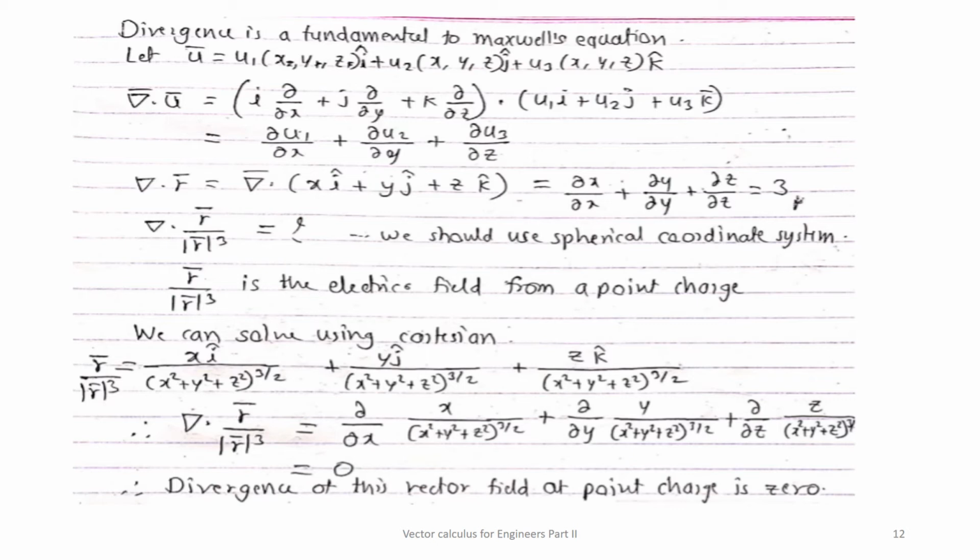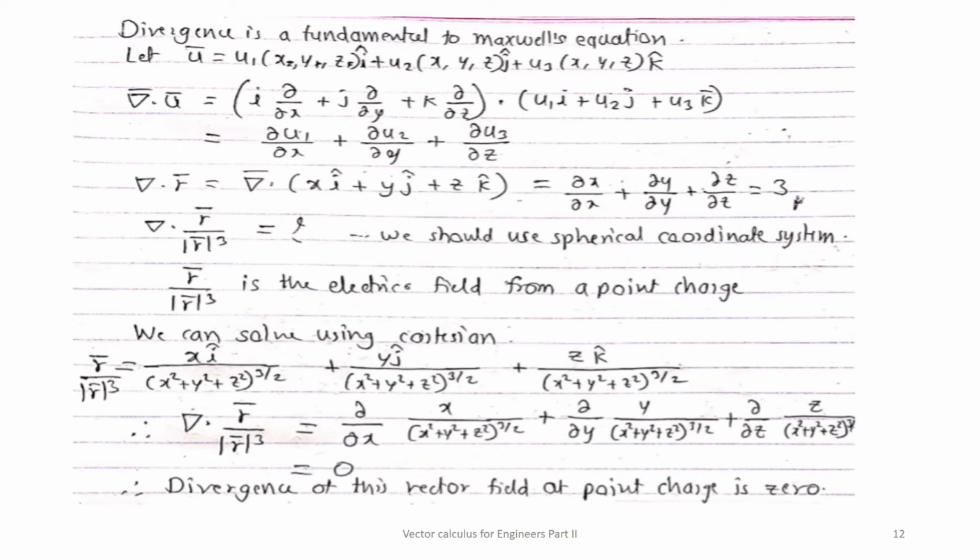So when you solve this equation, you will get del U1 by del x plus del U2 by del y plus del U3 by del z. Now divergence of R bar, when R bar is equal to x i bar, y j bar, z k bar. When you apply the del operator, you will get del x by del x plus del y by del y plus del z by del z, that is equal to 3.